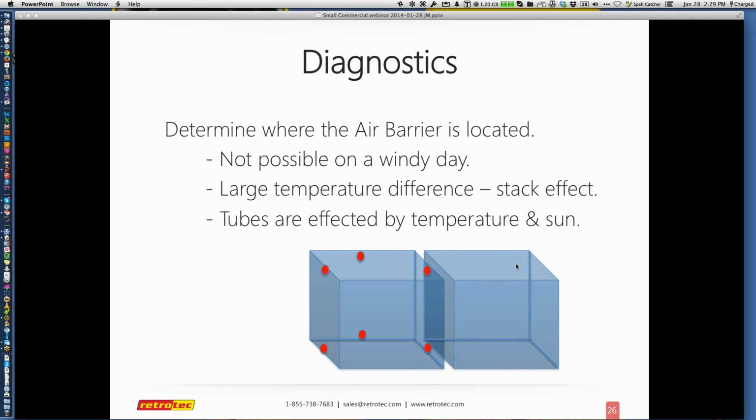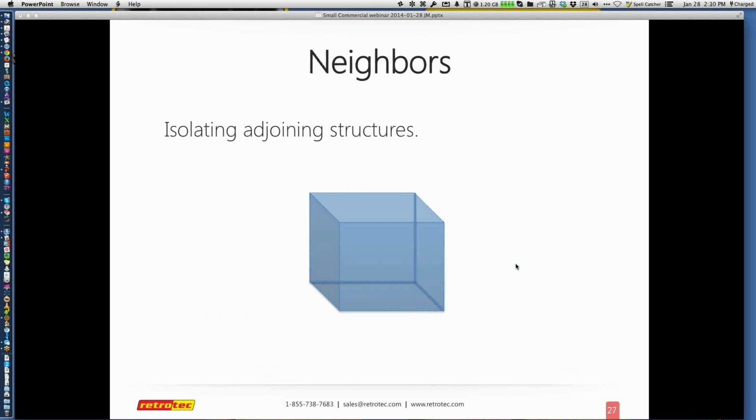And where is it also related to a proximity to other structures? If you're trying to isolate adjoining structures, I have some slides towards the end to demonstrate how I can, with 1 or 2 fans, try to control this or set this up.